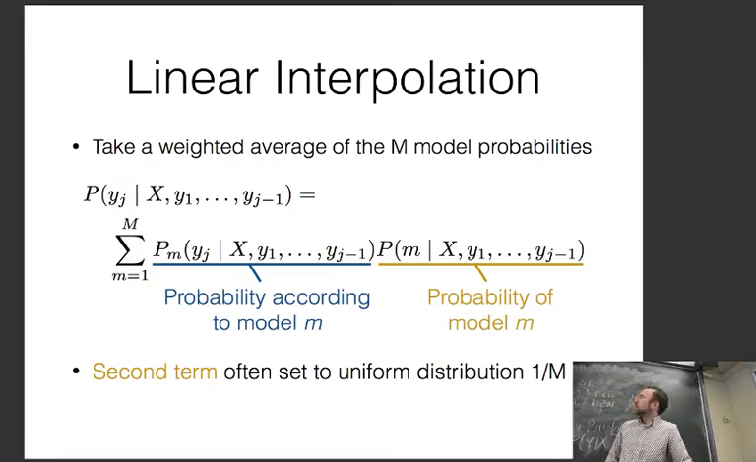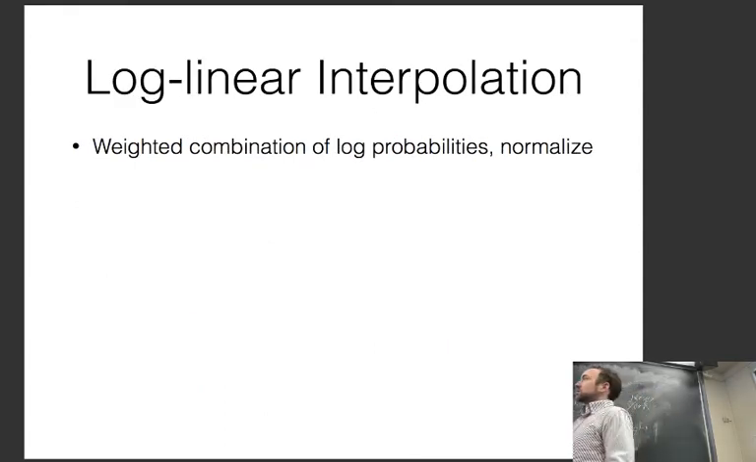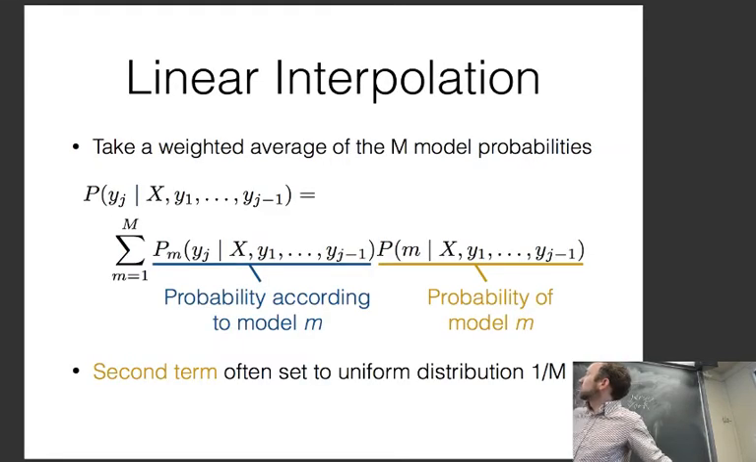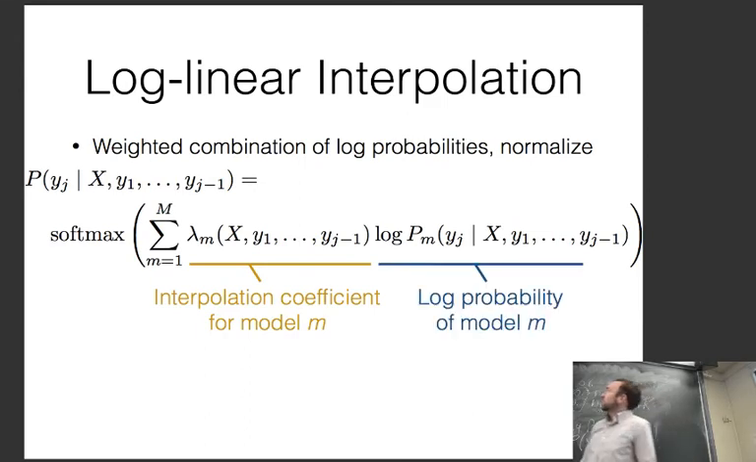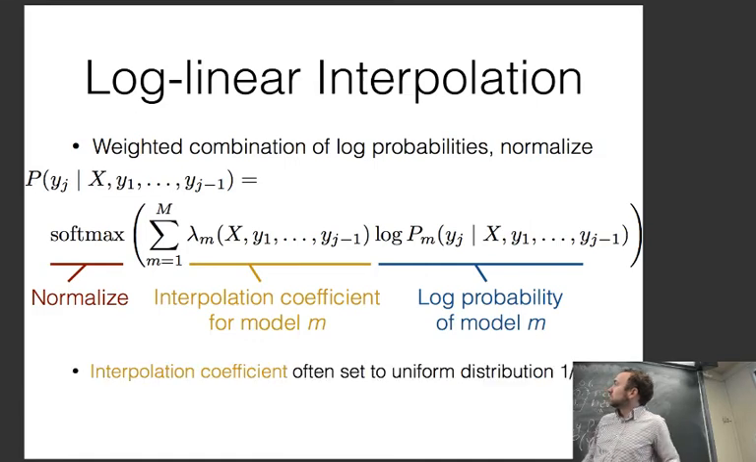Okay. So there's also log linear interpolation. The previous one is a linear interpolation of the probabilities where we take the mixture like this. So log linear interpolation looks like this. Basically what we do is instead of taking the probabilities, we take the score before the softmax. And we add these scores together. And then we do the softmax one more time. And this allows us to basically renormalize these scores into a probability distribution. So that's the interpolation coefficient for model M. This could also be something like 1 or 1 divided by M. The log probability, and then we normalize. The interpolation coefficient, again, is often set to the uniform distribution.